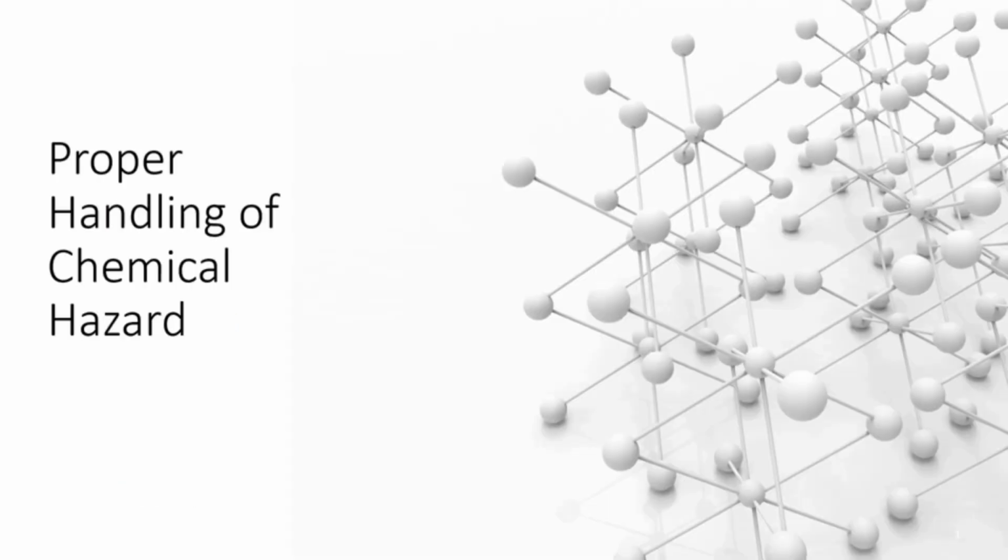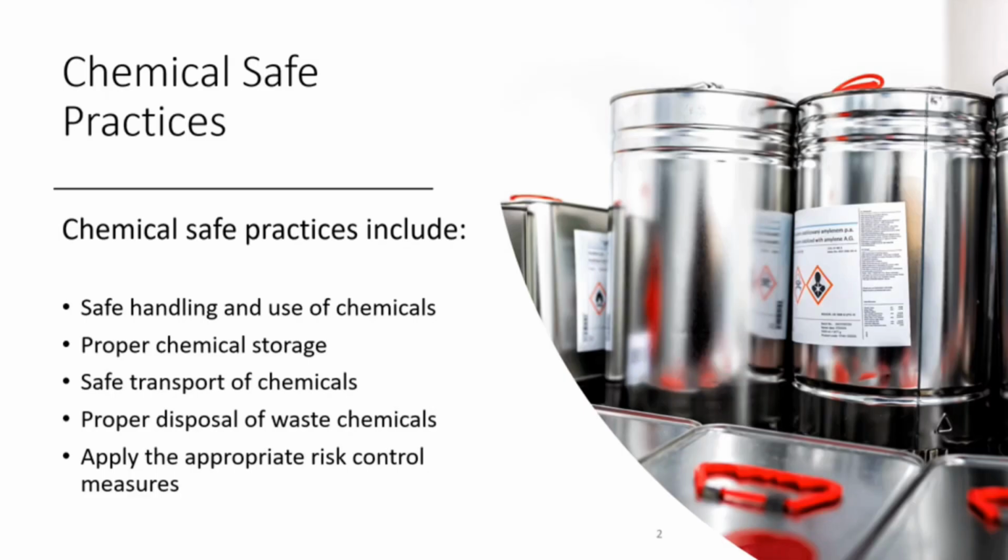In this segment, we'll learn about the proper handling of chemical hazard. Chemical safe practices include the following aspects: the safe handling and use of the chemicals, proper storage, transport, and disposal of the chemicals, and lastly, to apply the appropriate risk control measures.